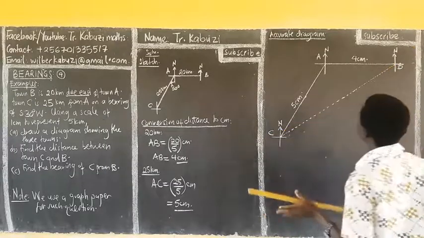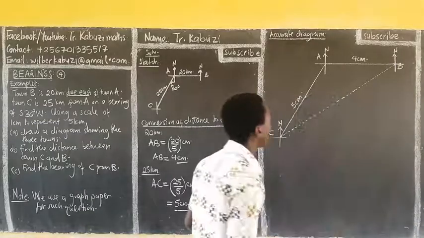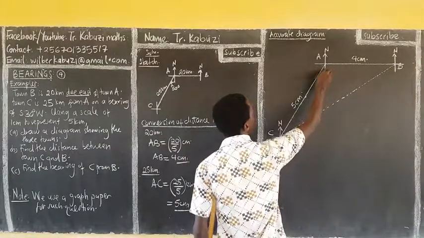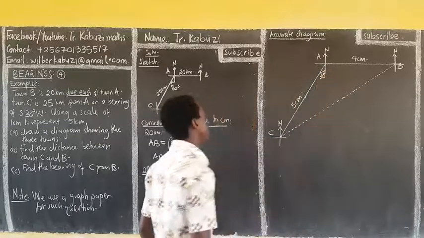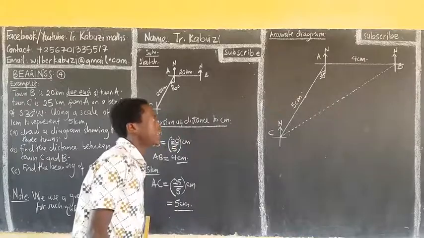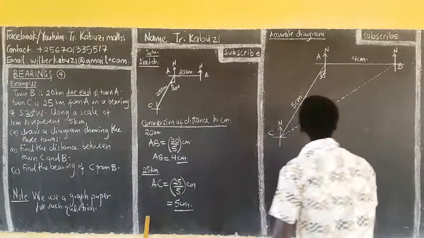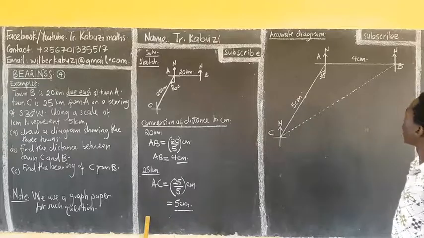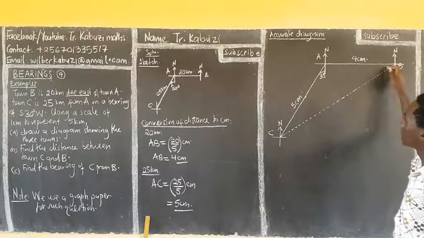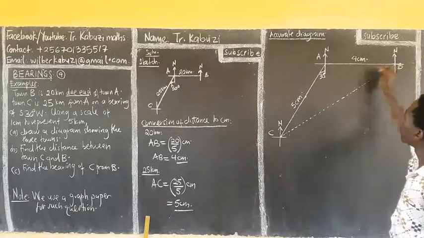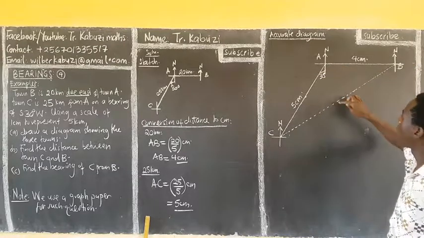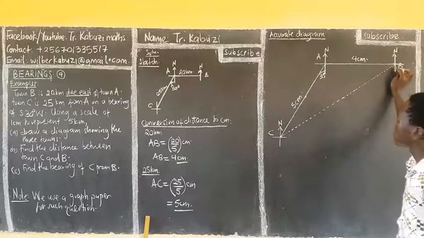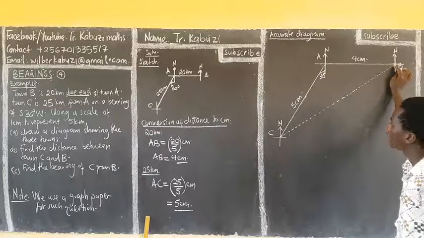So they want this distance now. How are we going to get this distance? Remember, from here it was 30 degrees. They want us to get this distance, BC. So from here I start. I know this angle is 30 degrees, this one is 90 degrees, so I'm missing this side. The question is, can we get this angle here?